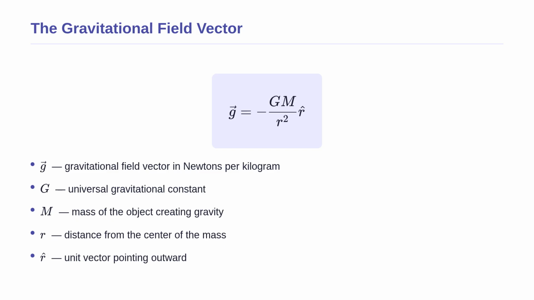Notice the crucial negative sign. It tells us that gravity is an attractive force, pulling objects inward, opposite to the outward pointing arrow. As the distance r increases, the denominator gets larger, meaning the gravitational field becomes rapidly weaker.